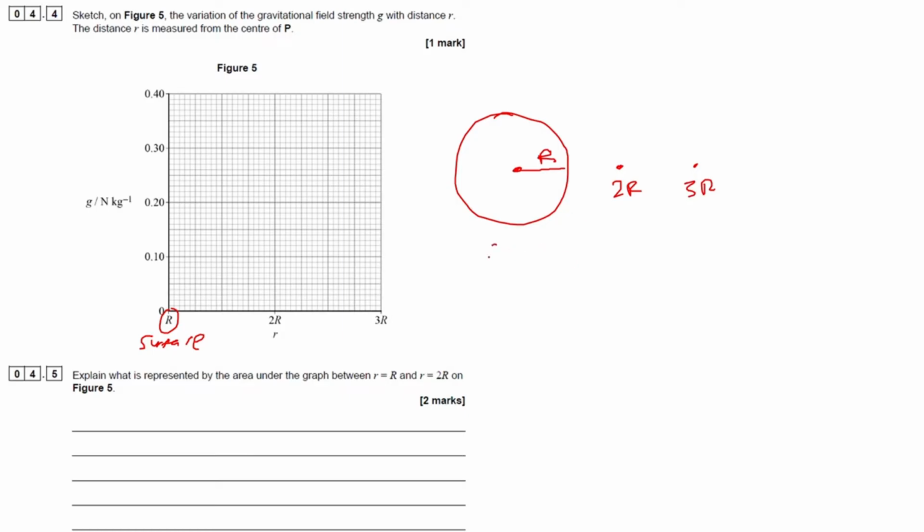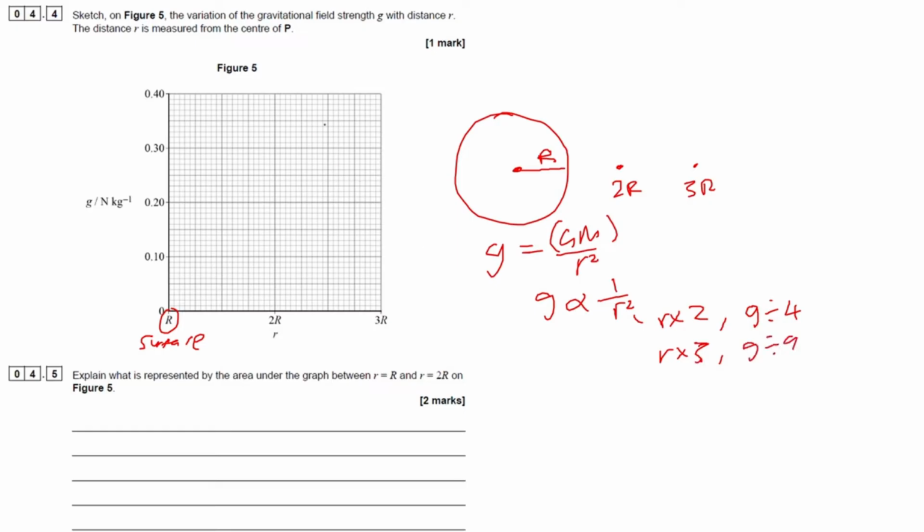Looking at the equation, we know that this is what determines field strength, and since G and M are constant for every position here, then G is proportional to 1 over R squared. So for example, if I times R by 2, I have to divide G by 4 because it's an inverse square relationship. If I times R by 3 for 3R, then G would be divided by 9. So you can mark the points on the graph for the value of G at each of these distances.